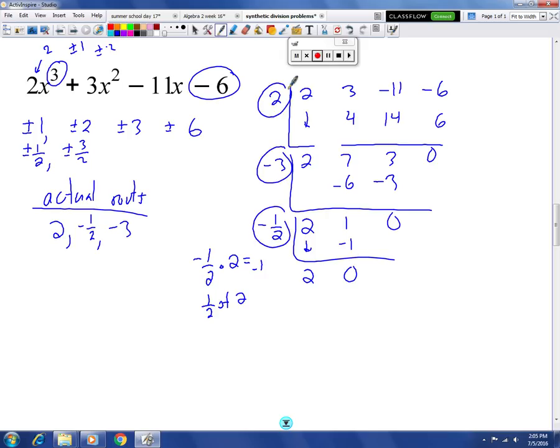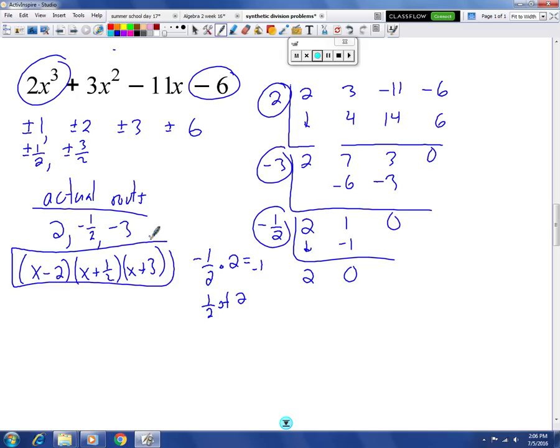So there are my 3 actual roots, my factors. x minus 2, x, change that to a plus 1/2, and then x plus 3. Double check our original problem. It starts with a positive. Okay, so I don't add a little negative 1, that's it. And there are my factors, and there are my roots. And that's it.